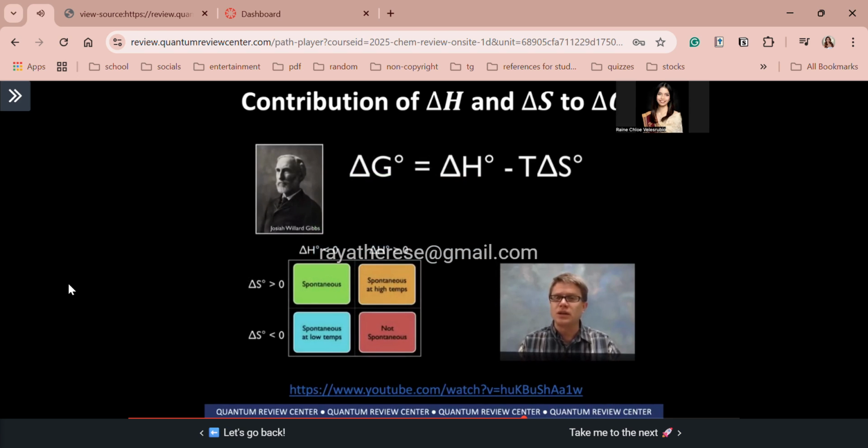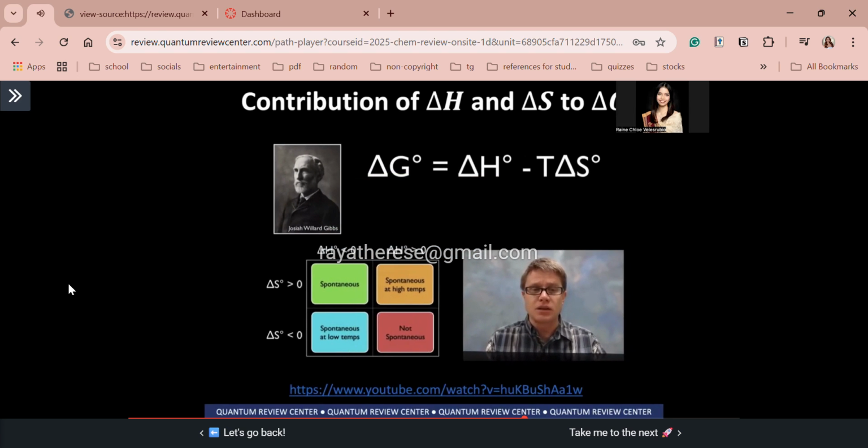And so now we can finally come to Gibbs free energy, that equation, and hopefully it makes sense at this point. So if we're to look at Josiah Willard Gibbs' equation, this is going to be delta G on the left side. Remember, if it's ever less than 0, we know this is a spontaneous reaction or process. If it's ever greater than 0, we know that it's non-spontaneous.